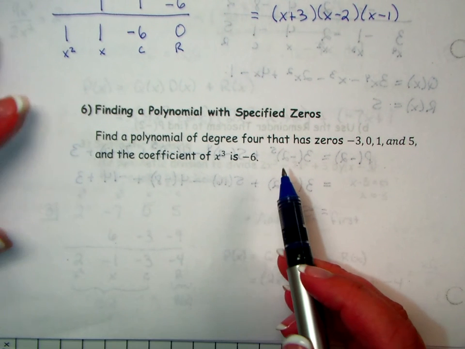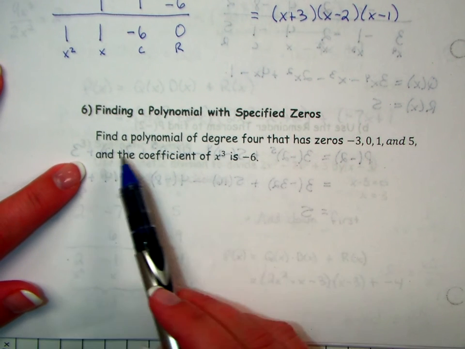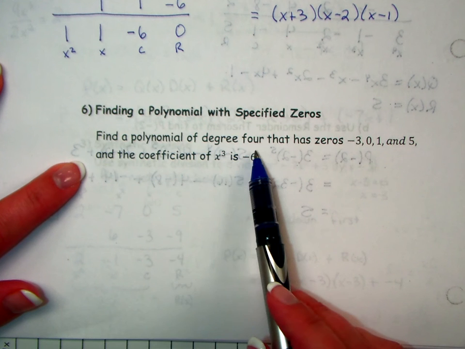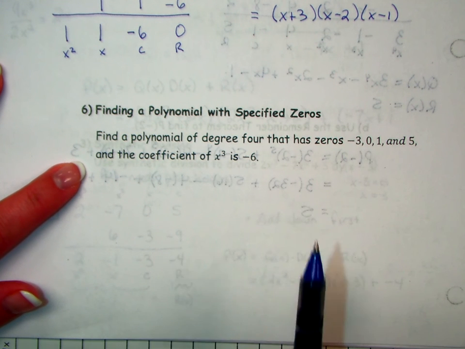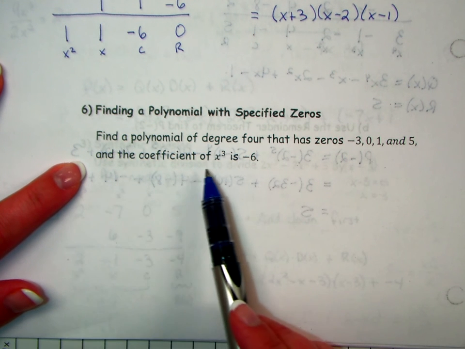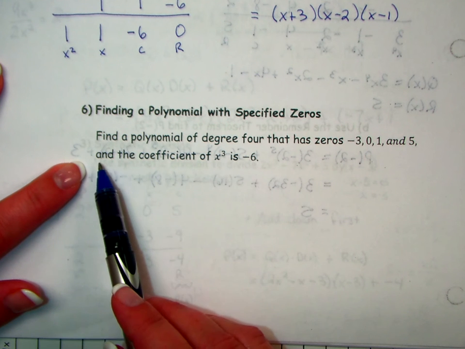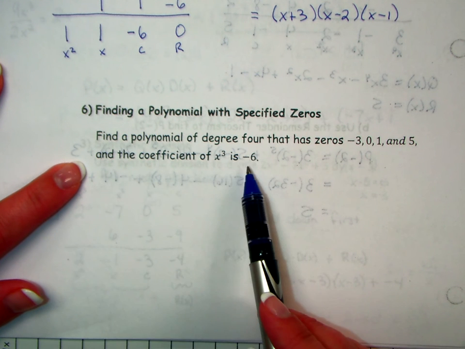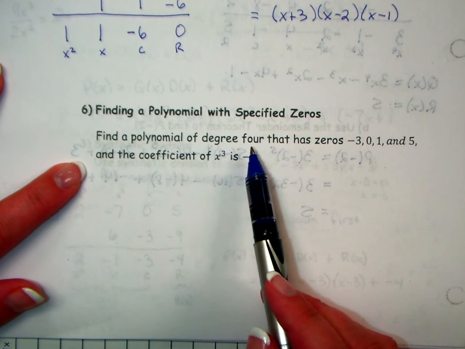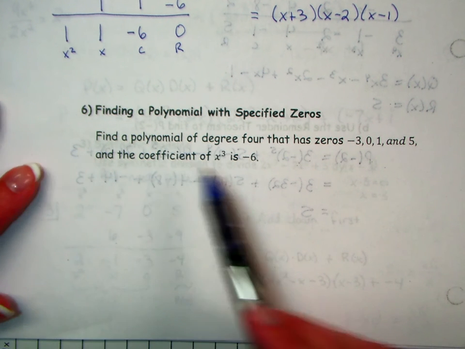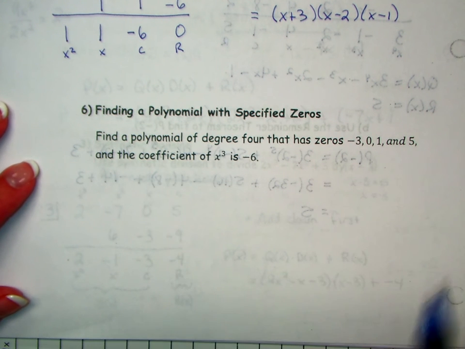So here is the problem. Find a polynomial of degree 4 that has zeros -3, 0, 1, and 5. And the coefficient of x cubed is -6. Now this is an extra addition that we will take care of last. But first let's talk about finding the polynomial. So that gives us all the zeros.